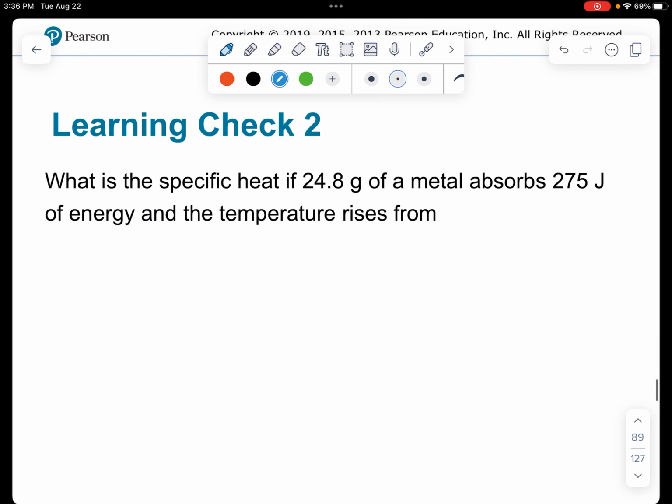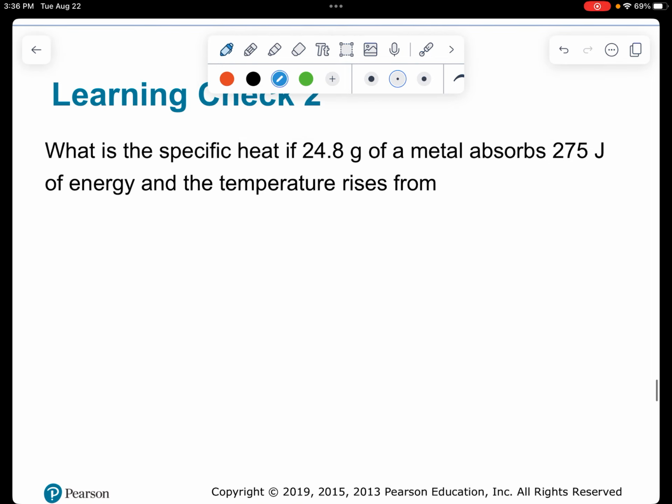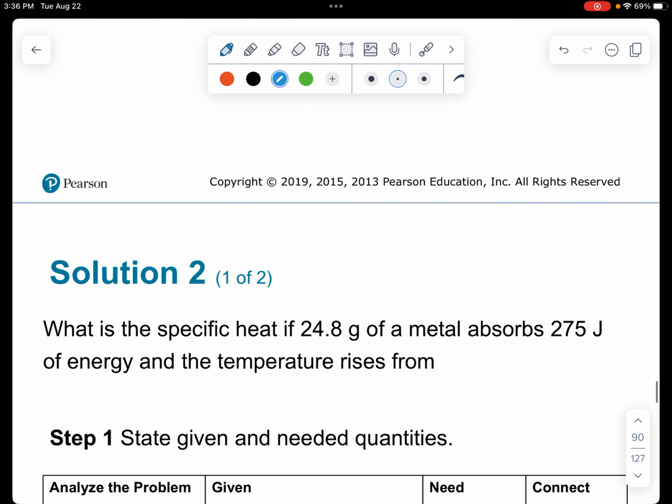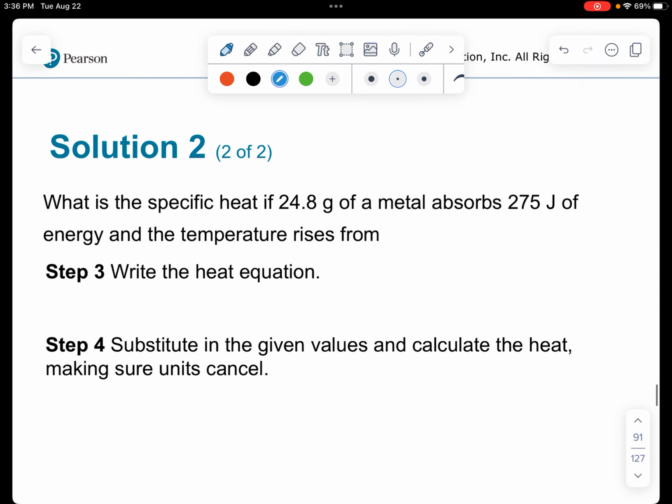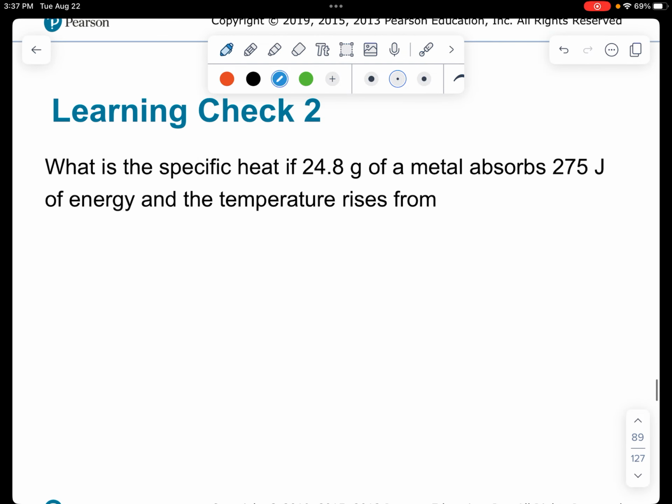So here's a question. What is the specific heat if 24.8 grams of metal absorbs 275 joules and the temperature rises from, where's all the, unfortunately it's not giving me the temperature rise. Let's say that, I guess we need to know this.